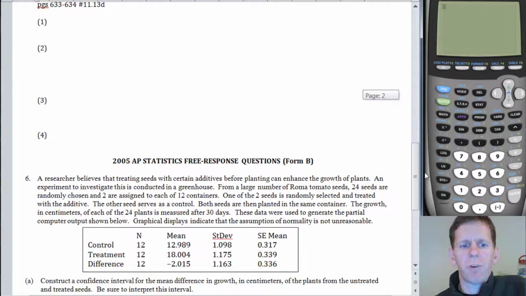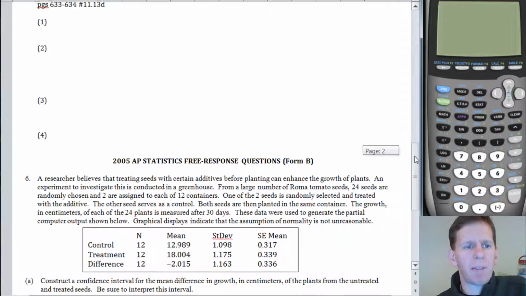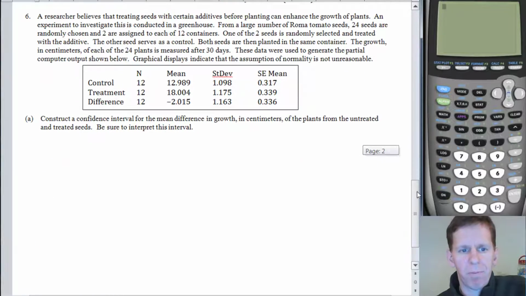So as we move to the back of your notes worksheet today, we're going to be taking a look at the problem from the 2005 AP exam where we're going to be working with this type of matched pairs t-interval. For right now, you can bypass the information at the top of the page. So let's read this problem over.